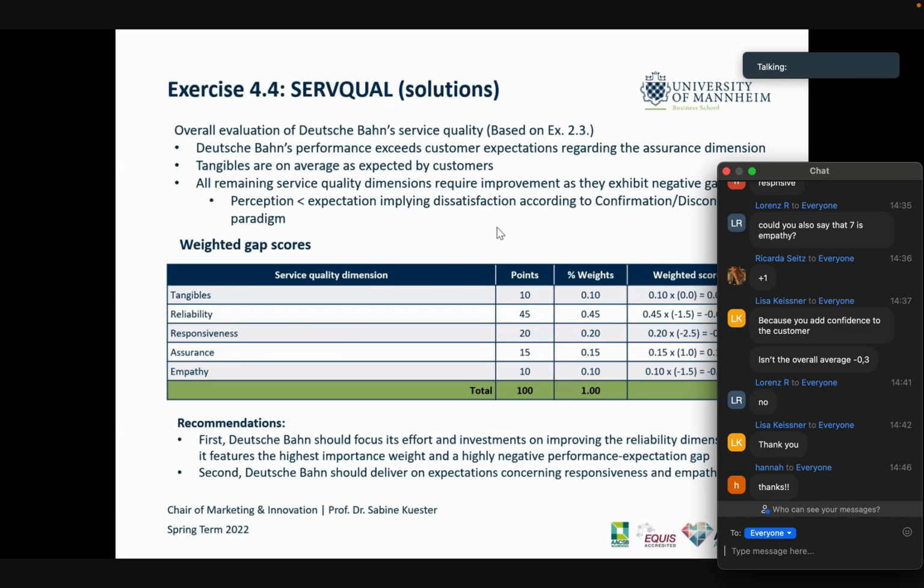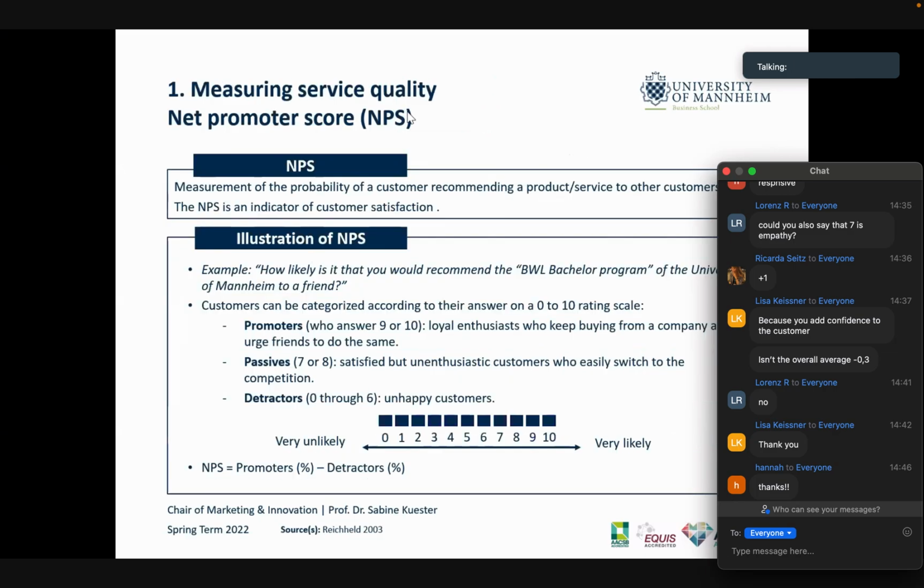Okay. Then you have your NPS, which is your Net Promoter Score. This is another technique that we use to measure service quality. And I would say even in a very practical sense, this particular method is used. So as you go ahead and intern or work, you may be asked to find out how satisfied your customers are with your service.